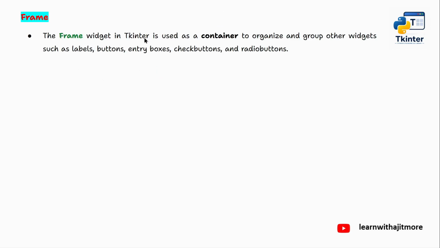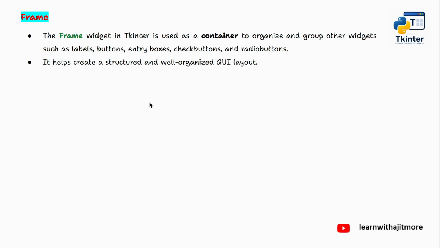So the frame widget in Tkinter is used as a container. Like your main window is a container, this frame is also a container. Only difference is frame is not the top level container. Your top level container is the main window, which is the object of the Tk class. Within that main window, you will create the frame widget. Get it? So it is used as a container to organize and group other widgets, like labels, buttons, checkbox, radio button, entry box, so many things. Okay. It helps to create a structured and well organized GUI.